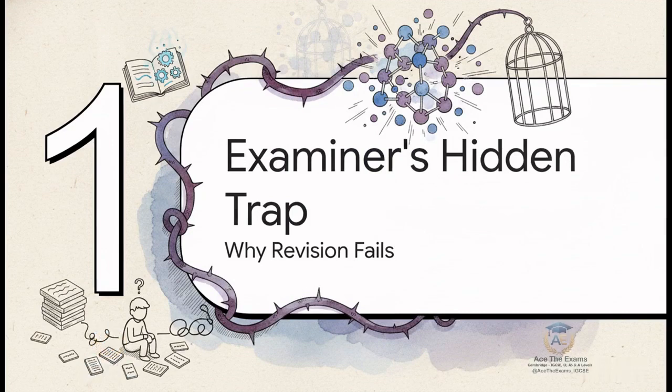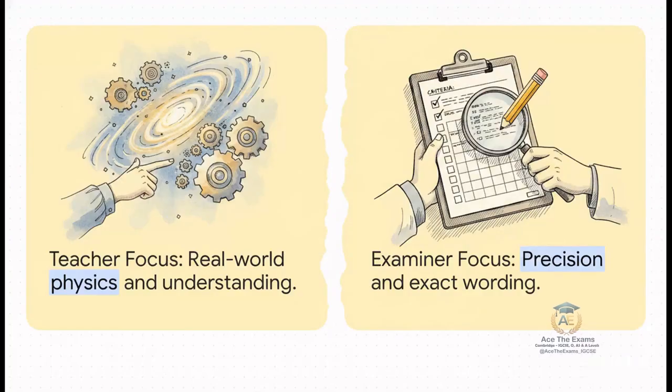Section 1. The examiner's hidden trap. Why ordinary revision fails. Right, so here's the thing. When studying the broader chapter on crystal structure, a lot of students just rely on rote memorization. There's a massive disconnect happening here.